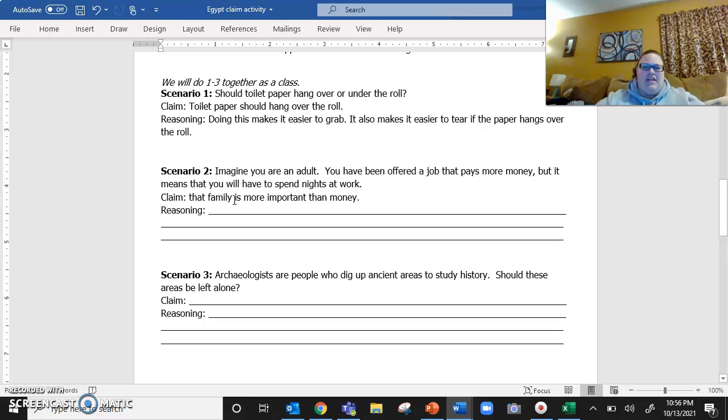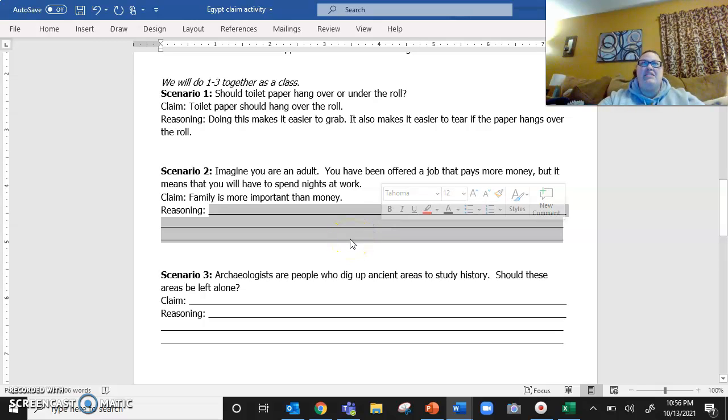So my sentence would be, that family is more important than money? Oh, that's a good point. I should get rid of that because that doesn't make sense. So now my claim is, family is more important than money. Is that short and sweet? Does it answer the question? Perfect. Now, our reasoning.